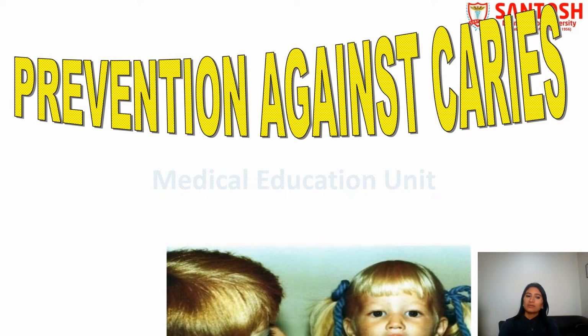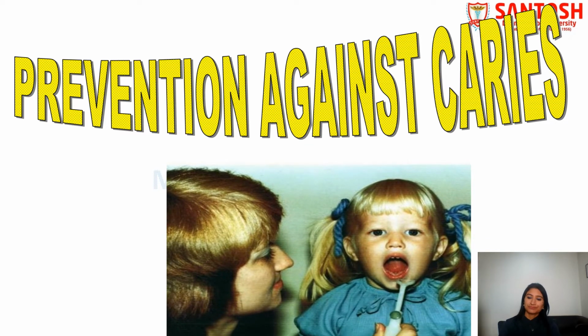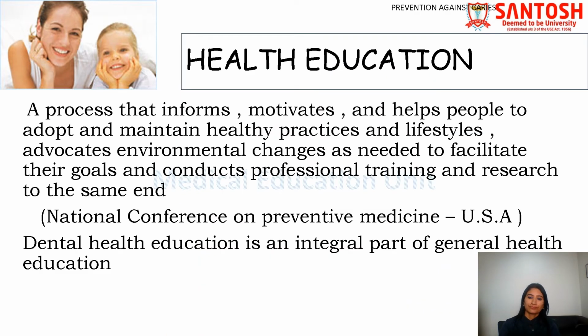Now, starting with prevention against caries. The first and the foremost thing which should be done to prevent caries is health education. Health education is a process that informs, motivates, and helps people to adopt and maintain healthy practices and lifestyles, advocate environmental changes as needed to facilitate their goals, and conduct professional training and research to the same end.